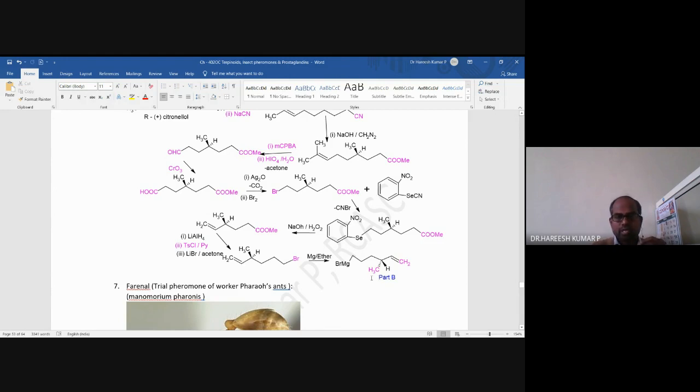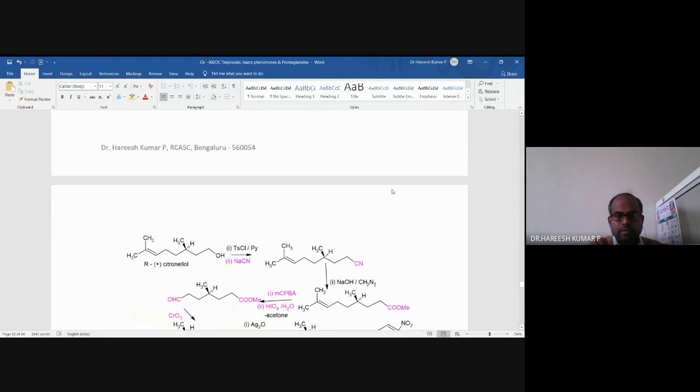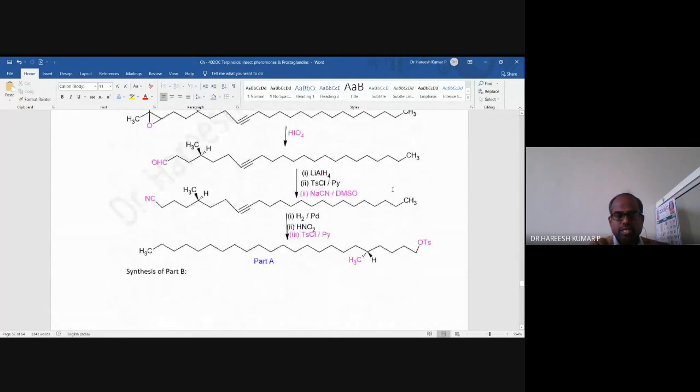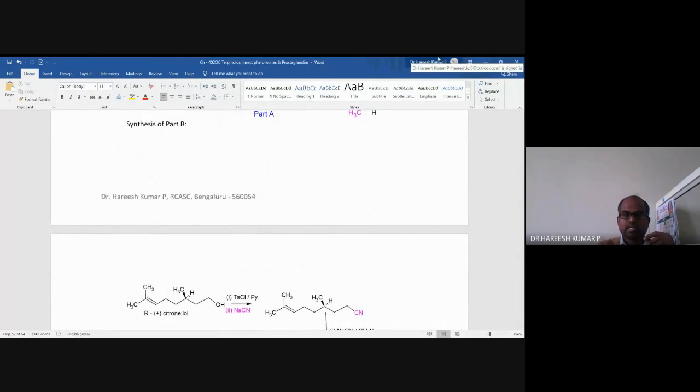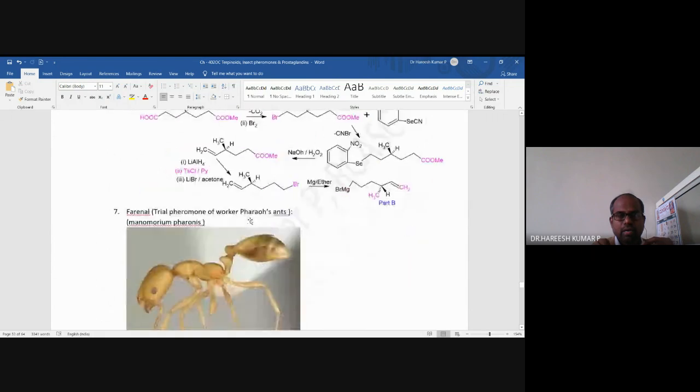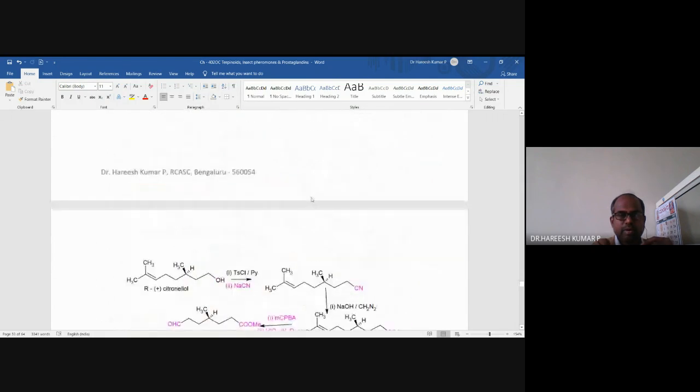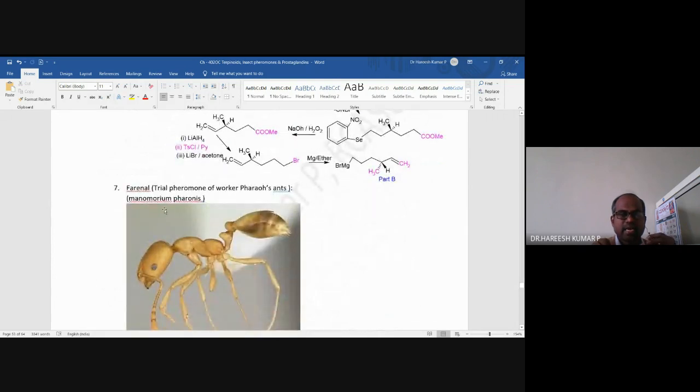So this is about the stereoselective synthesis of nanocosane. So nanocosane is synthesized by employing the part A and part B combination. And we also discussed the stereoselective synthesis of part A of the nanocosane, and part B of the nanocosane. And with this, if there are no doubts, I will take up Farenal.